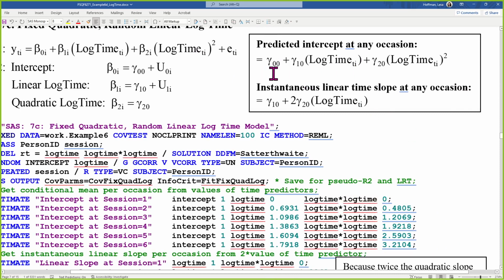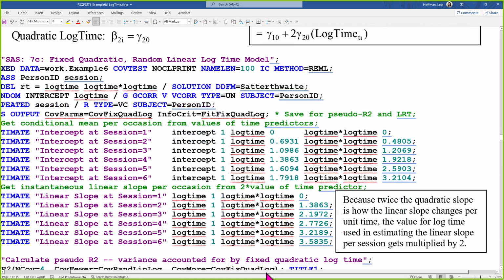Whatever the fixed intercept is, plus the fixed slope for linear log time, fixed slope times log time, plus the quadratic slope multiplied by log time squared. Or how we would get the predicted instantaneous linear slope at any occasion starts off with what it is when log time is 0, and then twice the value of time that you want the linear slope for multiplied by the quadratic coefficient. So multiplying the quadratic by 2 is how we get to the rate of acceleration or deceleration. On its own, it provides half of that.